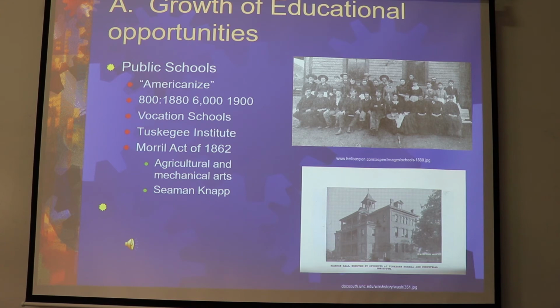Seaman Knapp was called the schoolmaster to American agriculture. He led agricultural education, beginning with demonstrations in Texas on how to deal with the Mexican boll weevil.